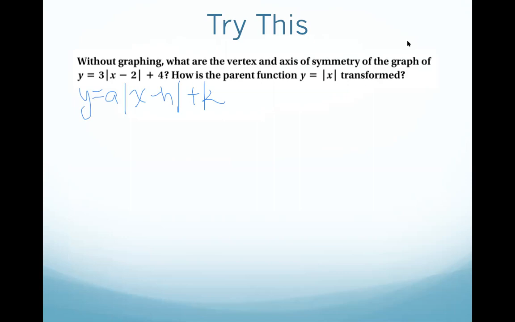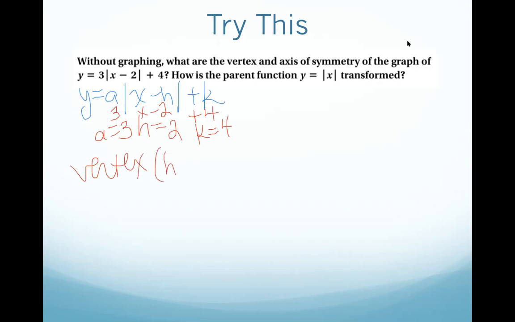So let's start with H and K. X minus 2, so H is 2, plus 4, that means K is 4, and there was a times 3, so A is 3. So the vertex, remember, is H comma K, so that's 2 comma 4. That's how we can find the vertex. We didn't even need to graph it, okay?